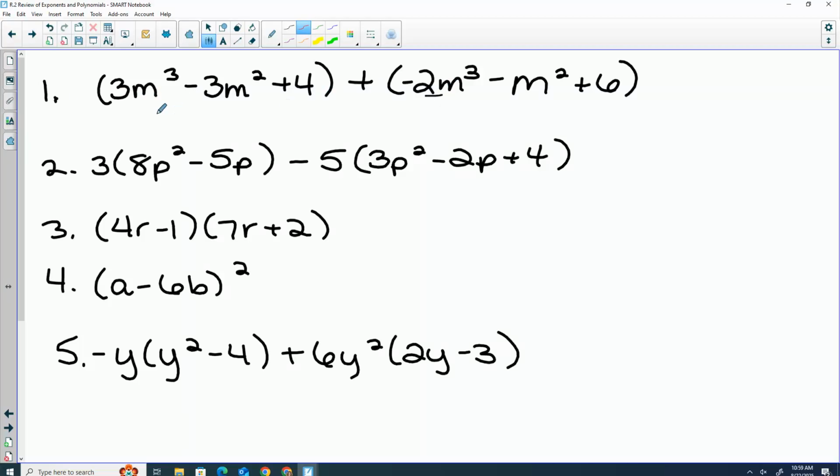Alright, so when we add those two, we just get m to the third. Negative 3m squared minus m squared would be negative 4m squared. And 4 plus 6 is 10.